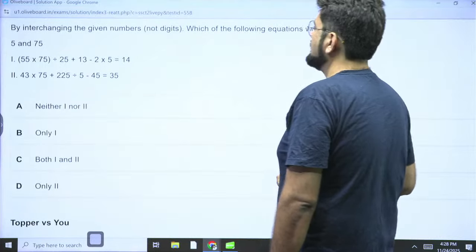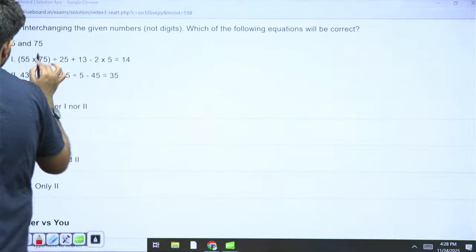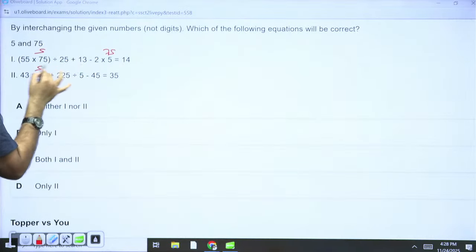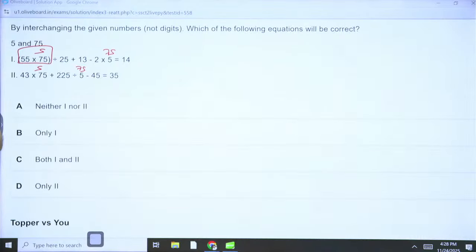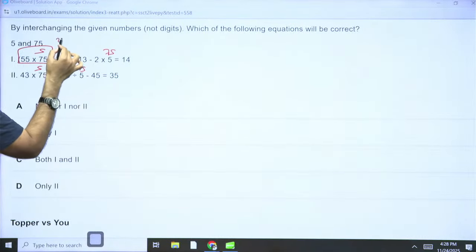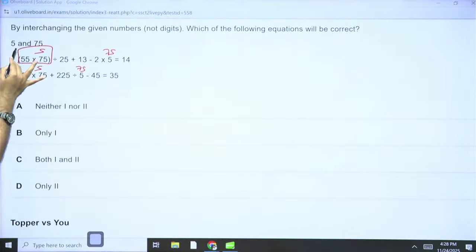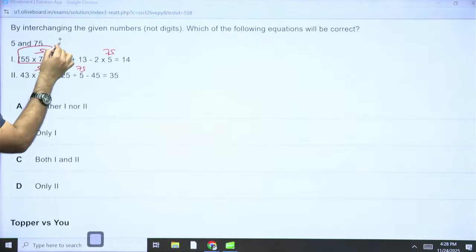By interchanging the given numbers, which of the following equations will be correct? 5 and 75. All right. So this is 5, 75, 5, 75. So this is 250, 25. 275 divided by 25. Let's do it right away only, 55 into 5 by 25. 5, 11. No? This is 11, no?